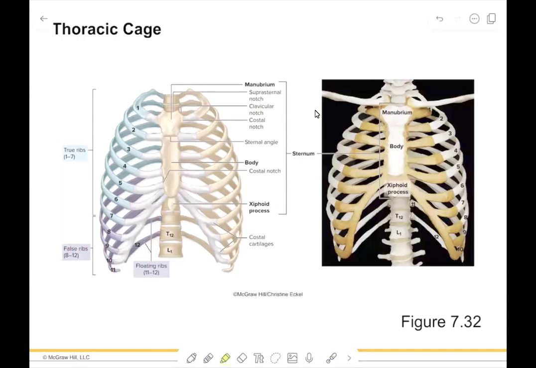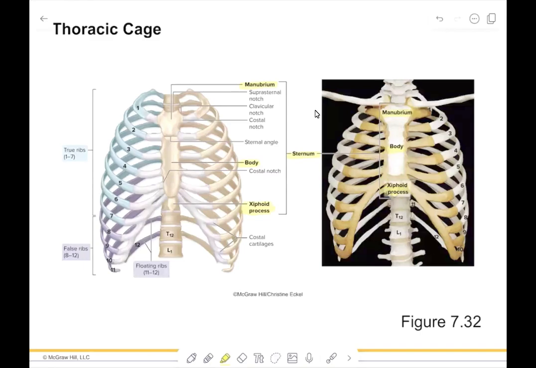So let's look at the parts of the sternum first here. We have the manubrium, which is the superiormost portion. Then the body of the sternum is the next part. And then finally, the most inferior portion of the sternum is the xiphoid process.